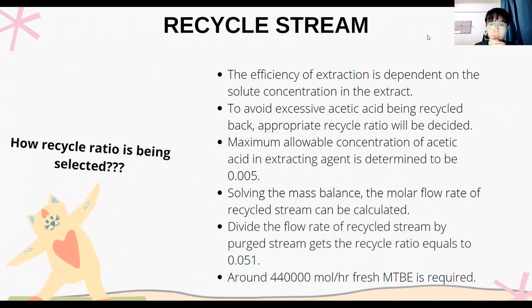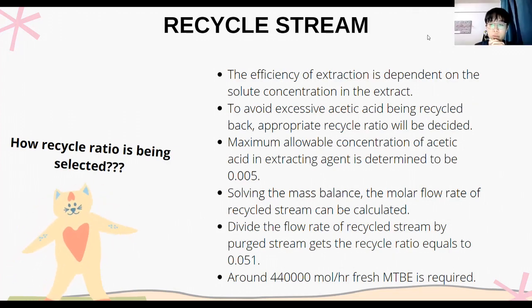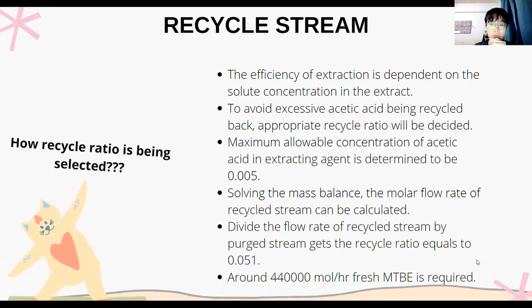After doing the mass balance calculation, around 25,000 mol per hour of MTBE will be recycled back. The recycle ratio is found to be 0.051. The amount of fresh MTBE required is around 440,000 mol per hour to maintain the input ratio of MTBE to acetic acid at 1.5. That's all from me. Thank you.